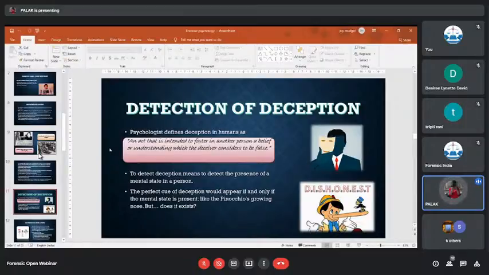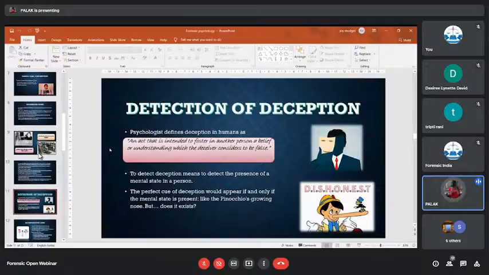Psychologists define deception in humans as an act that is intended to foster in another person a belief or understanding which the deceiver considers to be false. In simple words, deception is the act or practice of deceiving, lying, misleading, or otherwise hiding or distorting the truth. To detect deception means to detect the presence of a mental state in a person.